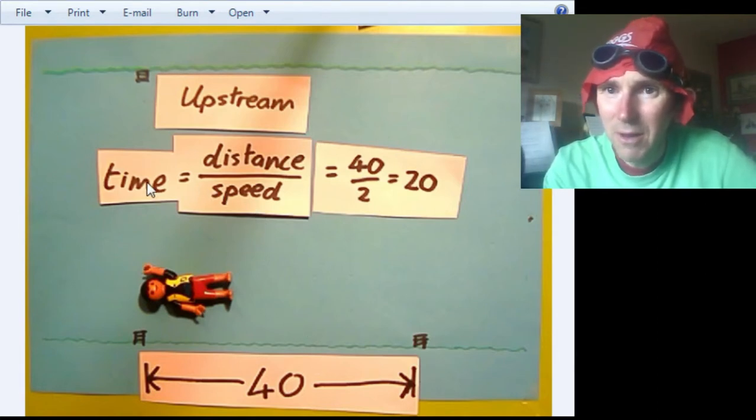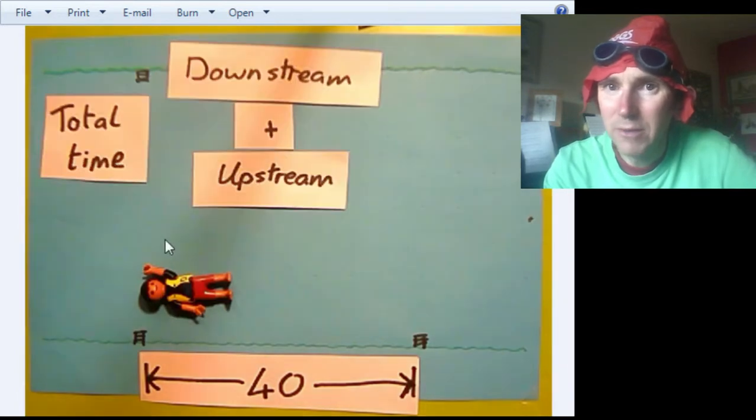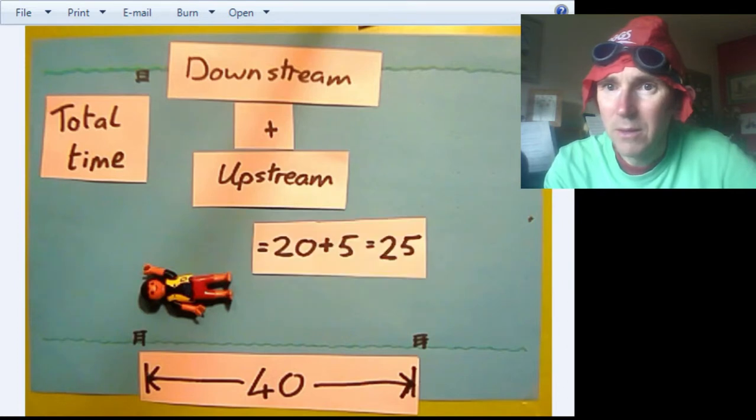His time is distance divided by speed. So it's 40 units upstream again, but here he was only moving along the bank at 2 units per second, which gives him a time of 20. So let's have a quick look. His total time, that's downstream and upstream, is 20 seconds to get back upstream and 5 seconds to go downstream. So that's going to be 25 seconds.